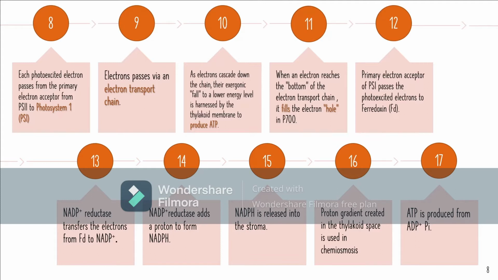An enzyme called NADP+ reductase transfers the electrons from ferredoxin to NADP+. NADP+ reductase adds a proton to form NADPH. NADPH is released into the stroma. The proton gradient created in the thylakoid space is used in chemiosmosis. ATP is produced from ADP plus inorganic phosphate.